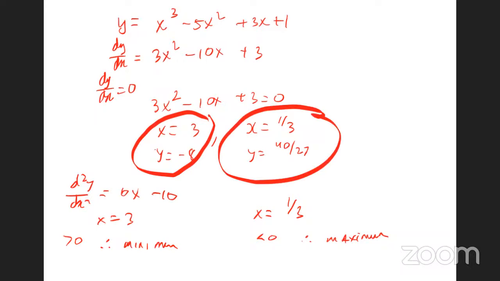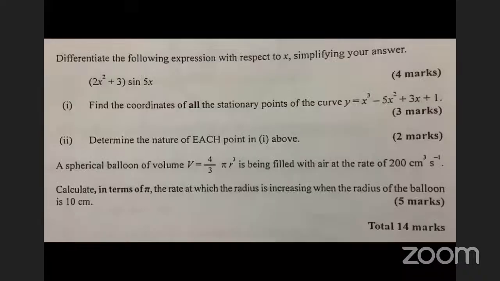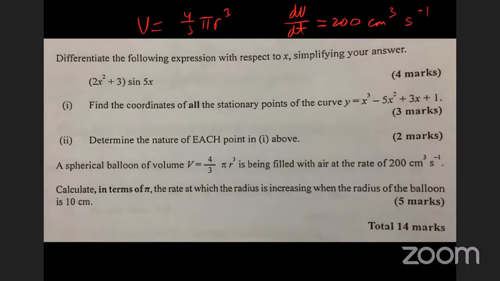Last part, the rates of change. So for the rates of change, they gave us the volume. They were really nice to us. One of the years they didn't give you this formula, so you had to learn these small things. They gave you the rate at which the balloon is being filled. So dV/dt is equal to 200 centimeters cubed per second.